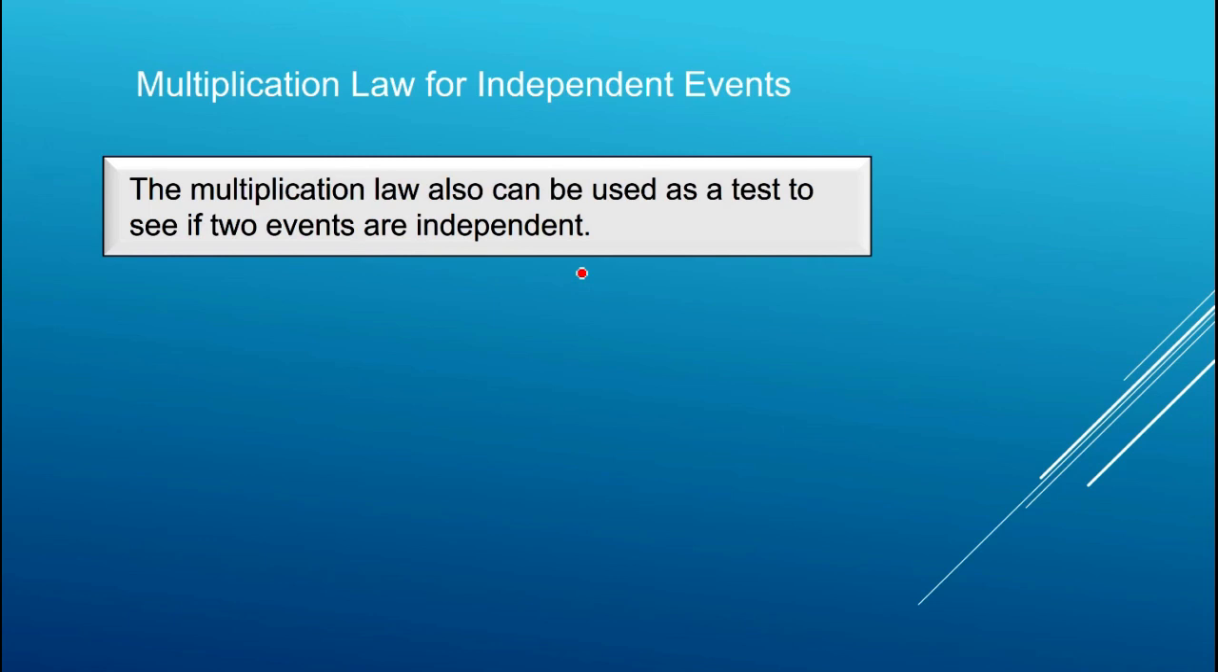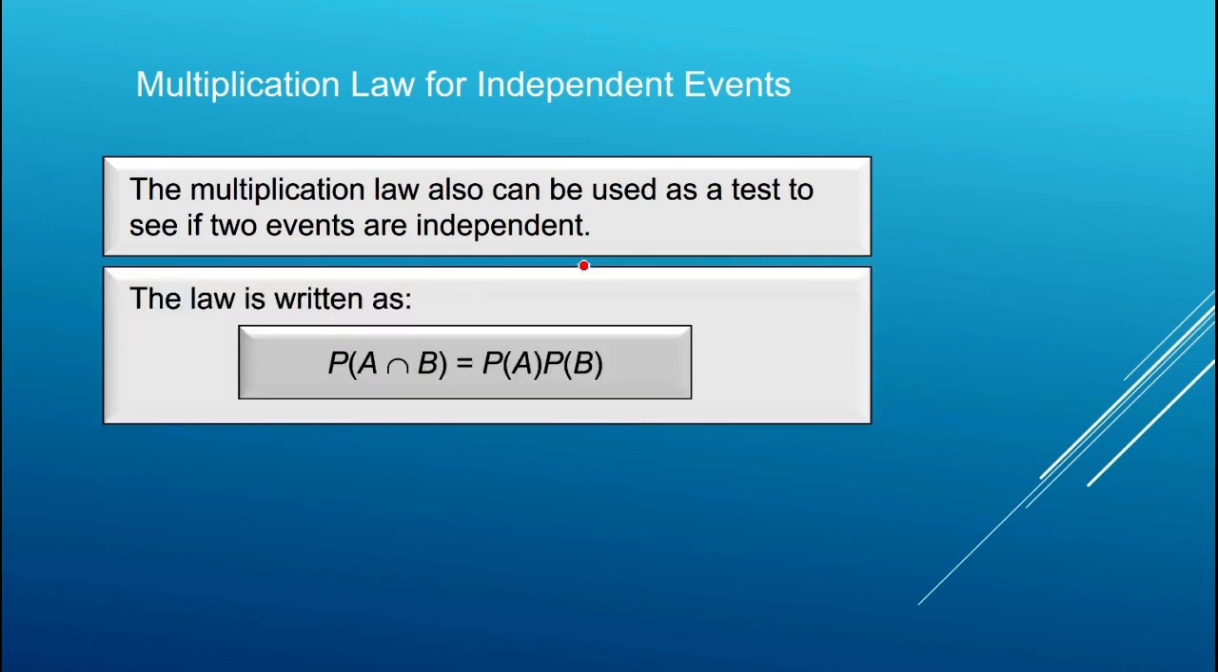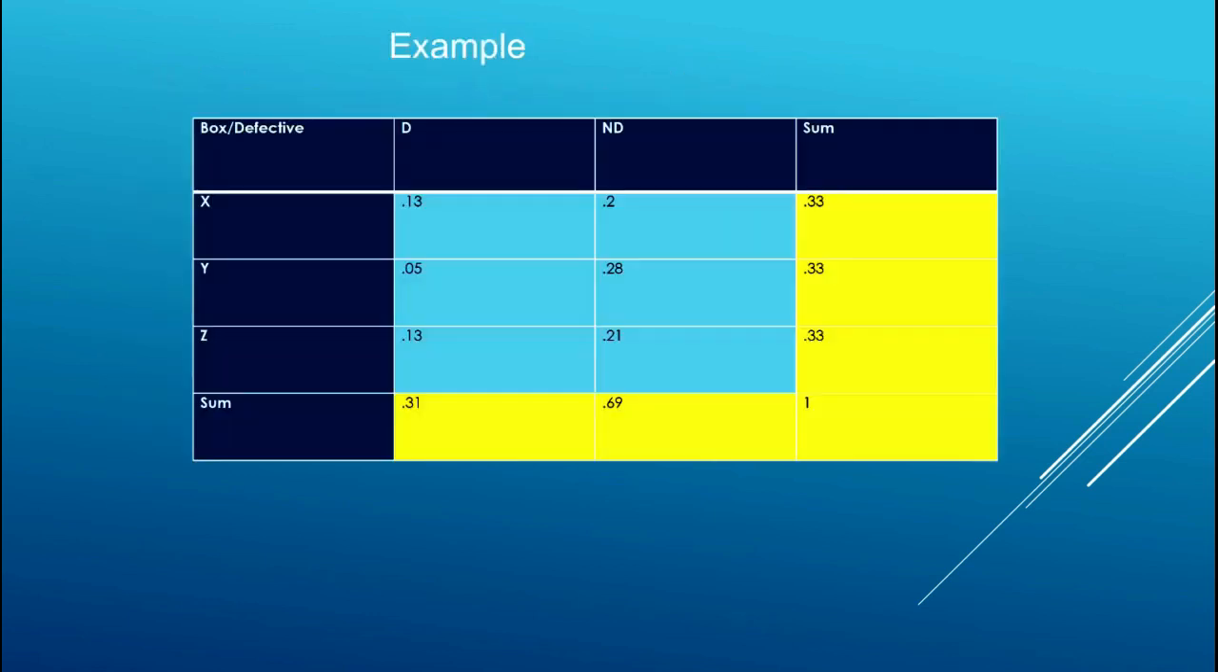The multiplication law for independent events is a simplified version of the multiplication law that we already covered. The multiplication law can also be used to test to see if two events are independent. If it is true that the two events are independent, then the probability of A and B simplifies to a simple product of marginal probabilities, the probability of A times the probability of B. This is an easy way to check for independent events in a contingency table.